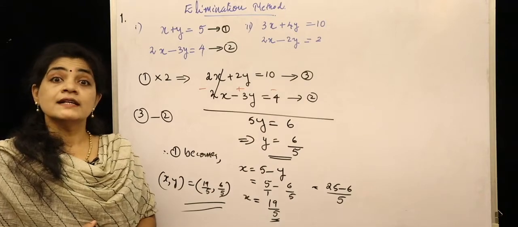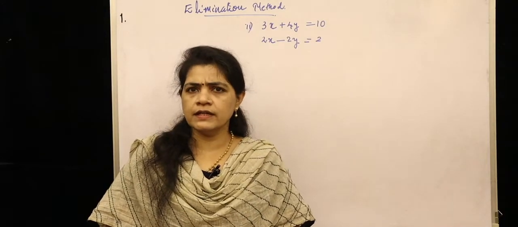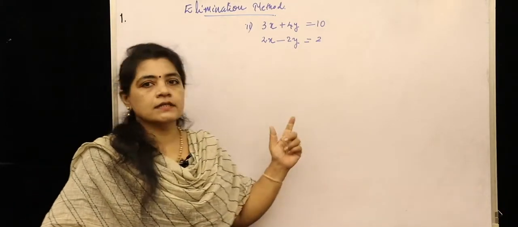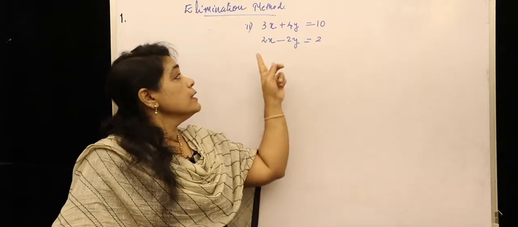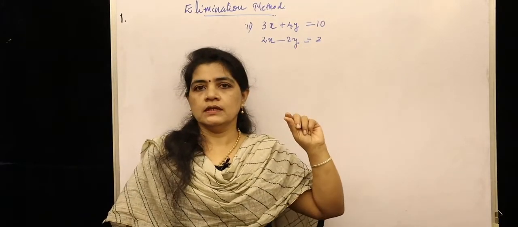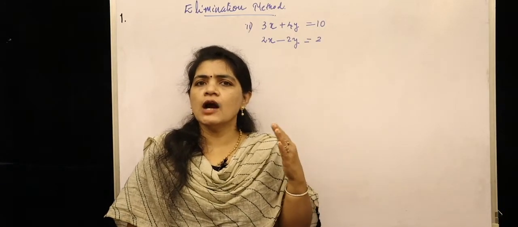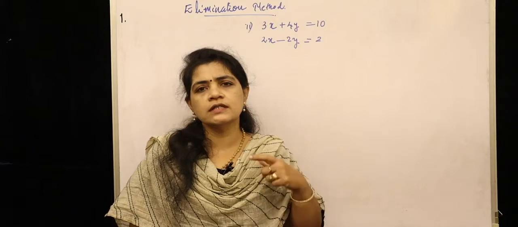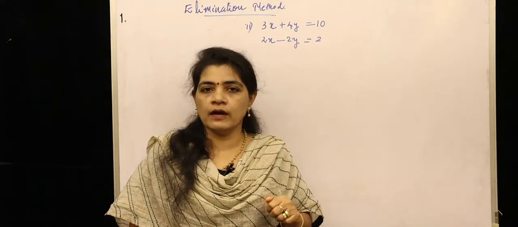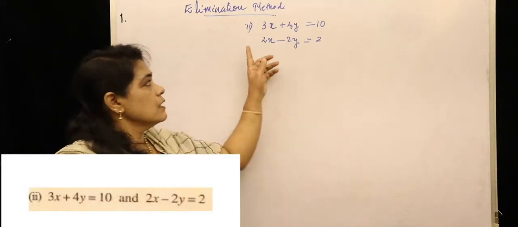Now we are moving to the second question. Now we are solving the second question. This is also very simple. See here, 3x plus 4y is equal to 10 and 2x minus 2y is equal to 2. This is a very important point I have to explain to you, children. After getting an equation, you just go through the terms, and if you can simplify, you just simplify. I will explain with this example.